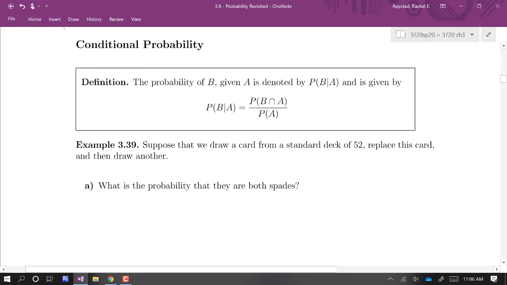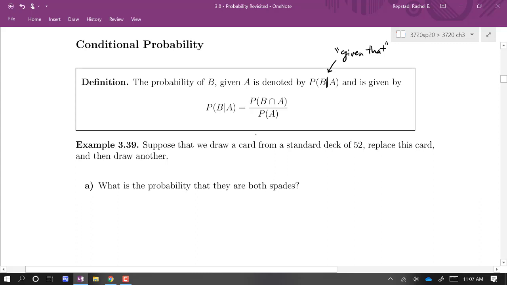All right, so our next concept here is that of conditional probability. The probability of B given A is denoted by this notation here, this little vertical line. This is read as given, or given that, or knowing that. It's basically saying, what's the probability of some event B happening if we know that A has already happened. And so the probability is defined in this way: the probability of B given A is equal to the probability of their intersection divided by the probability of A.